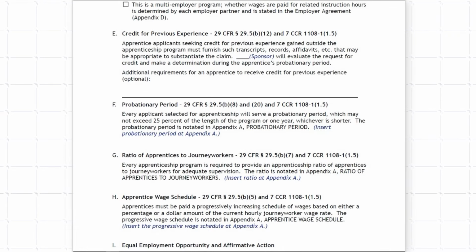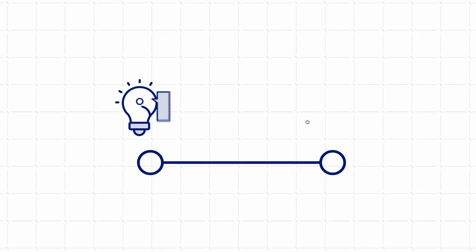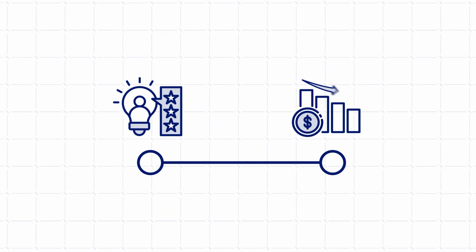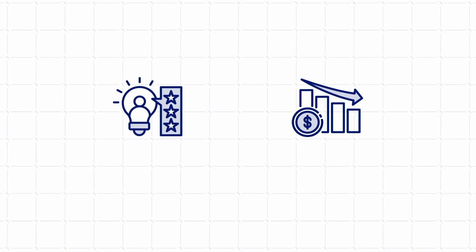Section E covers credit for previous experience, allowing sponsors to assess an apprentice's prior work or training. If eligible, it can shorten the apprenticeship. Giving credit to apprentices for what they already know keeps them motivated, while also potentially reducing overall training costs.